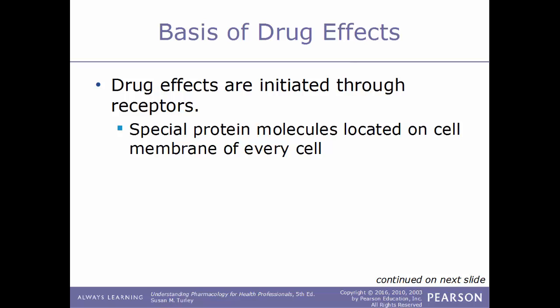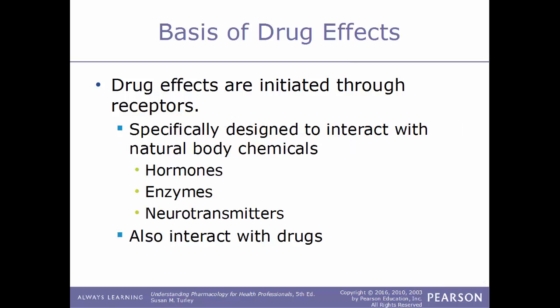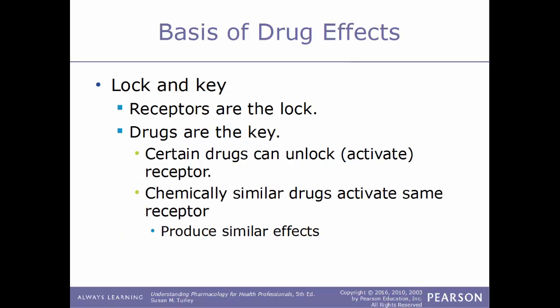These are special protein molecules found on the cell membrane of every cell. These receptors are specifically designed to interact with natural body chemicals, such as hormones, enzymes, and neurotransmitters. They can also interact with drugs that we take. The way these receptors bind to natural chemicals or to drugs is called a lock and key method. The receptors on the cell membrane surface are considered to be the lock, and the drugs are the key.